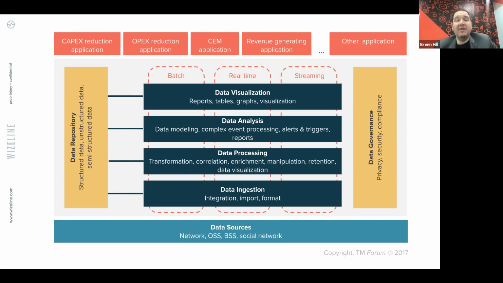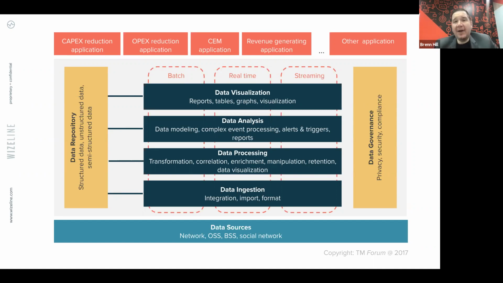And then you have the data visualization that pulls again from the data repository that's nice and clean and been analyzed. And that gives you your graphs, your tables, your visualization, and so on. And then that gets pumped into all of your different applications. You might reduce CapEx, OpEx. You may use it to push marketing, whatever.